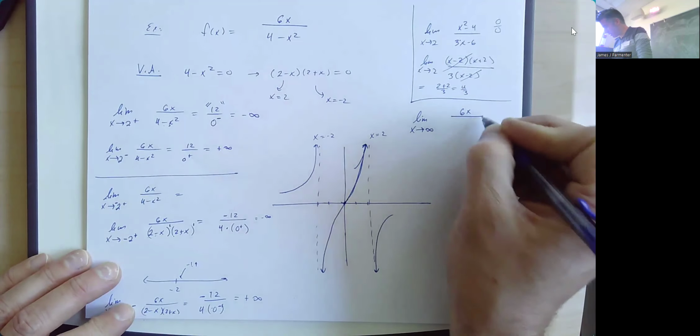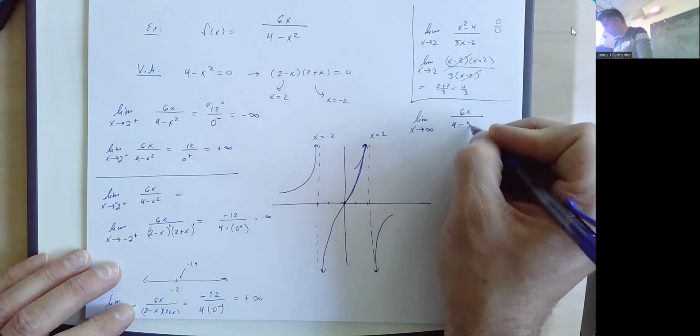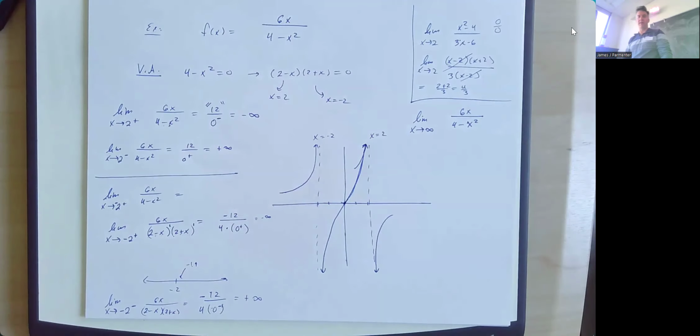So, as x goes to infinity, what happens to 6x over 4 minus x? The most methodical, algorithmic way of doing this, when you have a rational function, is to divide every term by the highest power of x that's in the denominator, not the numerator. Specifically, when the numerator has a higher power, you don't want to divide by the highest, right? Because we'll do it again.